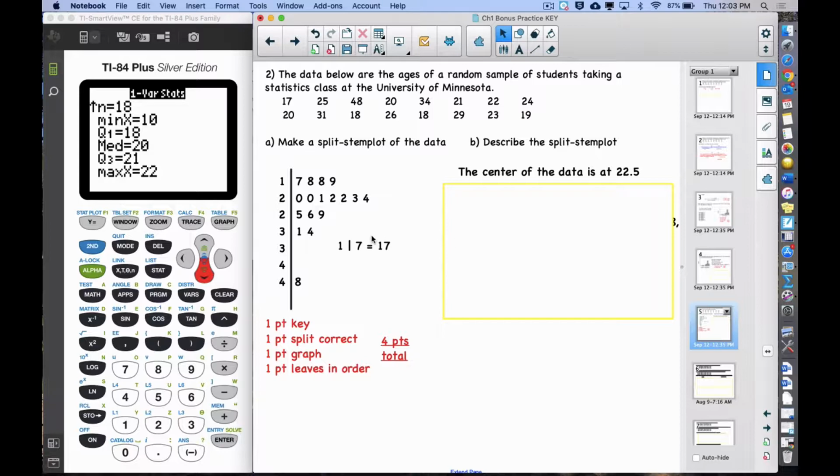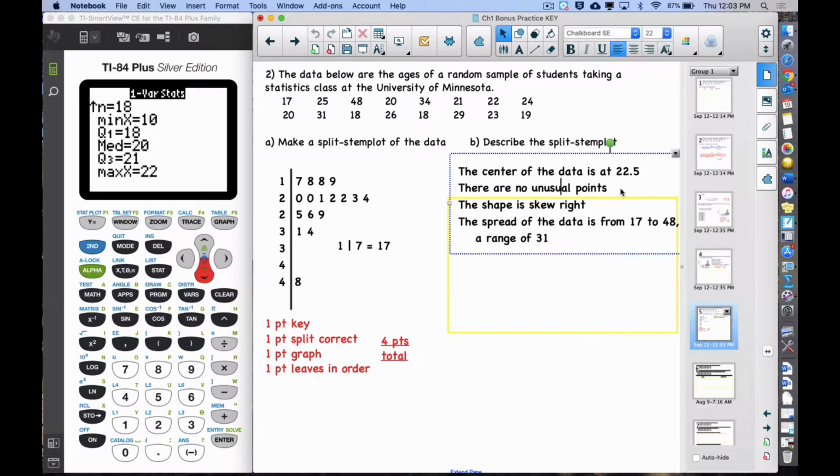So the center is at 22.5. I got that by just typing the numbers in and then hitting my one-var stats. If you just eyeballed it and said the center is around 22 or 21 or 20, that would be okay. There are no unusual points. Oh, no, there is an unusual point.